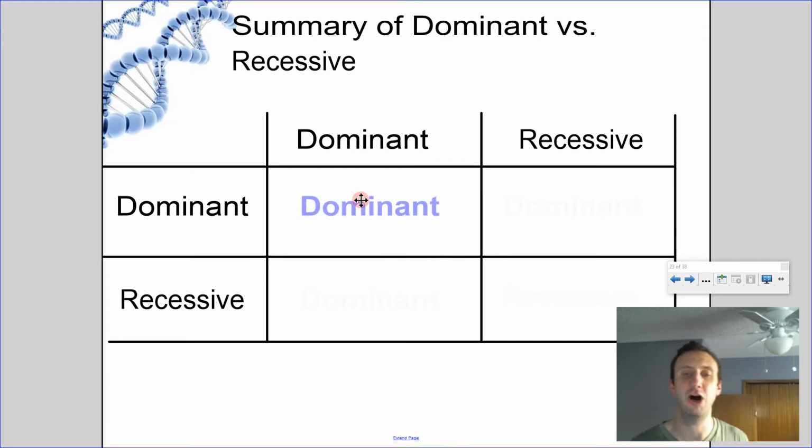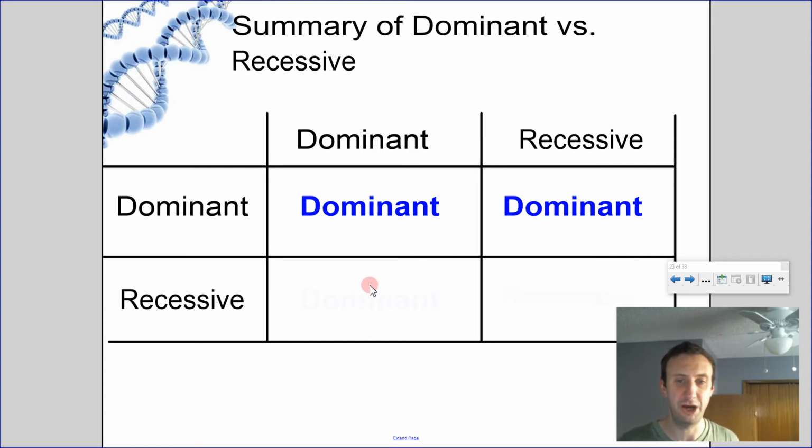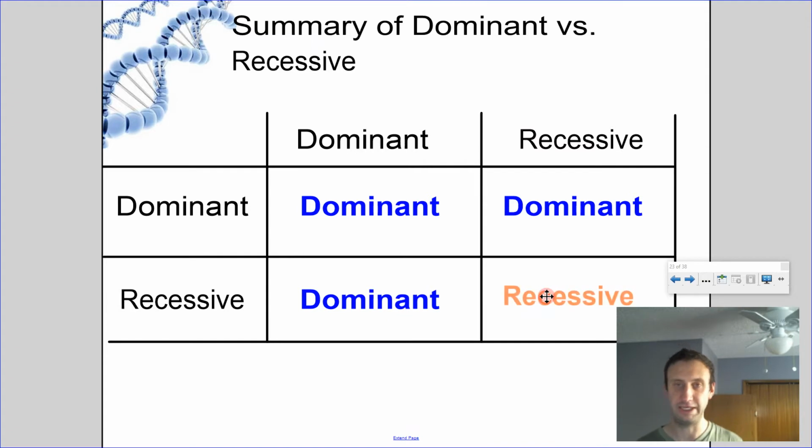So if we get dominant and dominant from both parents for a trait, and we get the alleles for dominance in both, well then of course we'll have dominant. If you get dominant from one parent and recessive from the other for a gene, well then it'll again be dominant, because the dominant trait shows up no matter what if it's present. But if you get a recessive allele from both parents, then that's all you've got is the recessive allele. So the recessive trait is going to show up.